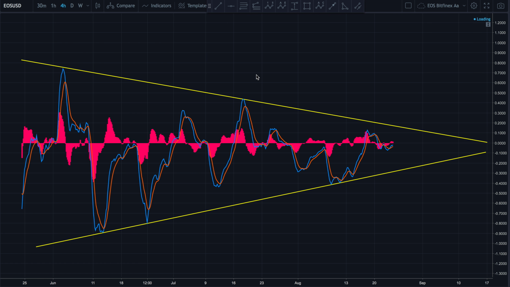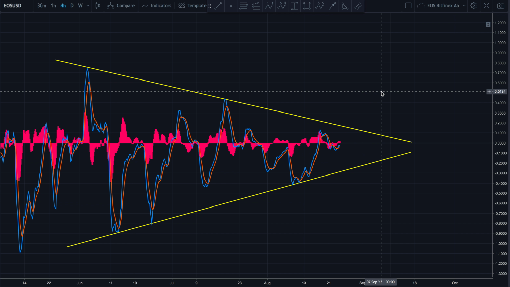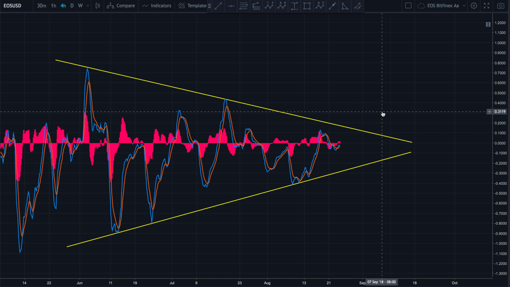Coming over here on the 4-hour, as I continued to show you guys last time, we're starting to see the 4-hour MACD get squeezed tighter and tighter. And we know as it approaches the apex, this is also a signal that we're going to see a larger move up or down very, very soon. So it looks to me like we could see a larger move anytime between now and the end of September, possibly in the beginning of September, I should say, possibly the first week of September. Somewhere in this area here is where I'd expect that large move to come.